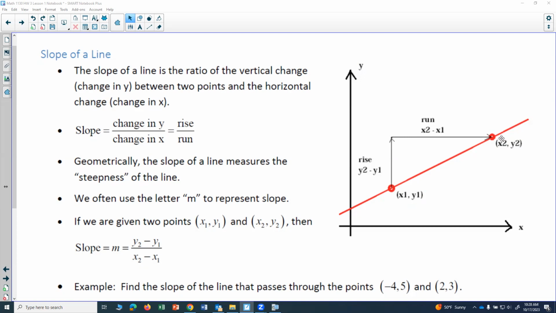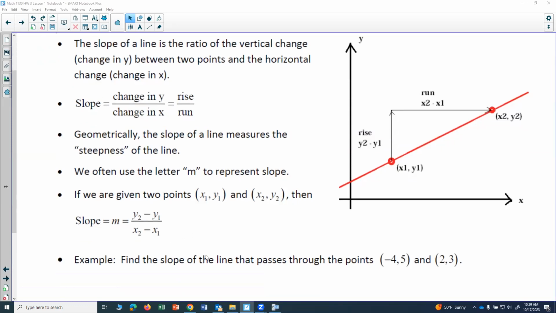Geometrically, the slope of a line measures the steepness of the line, and we often use the letter m to represent slope. When you have 2 points, x1, y1, and x2, y2 on the line, then the slope m is y2 minus y1, meaning the change in y, divided by x2 minus x1, meaning the change in x.